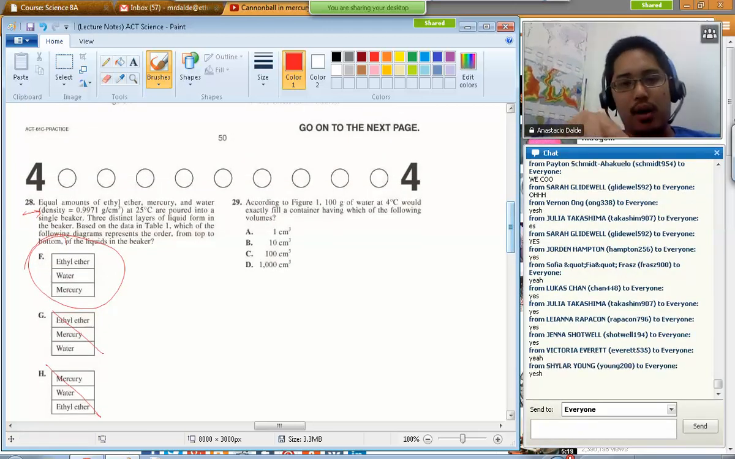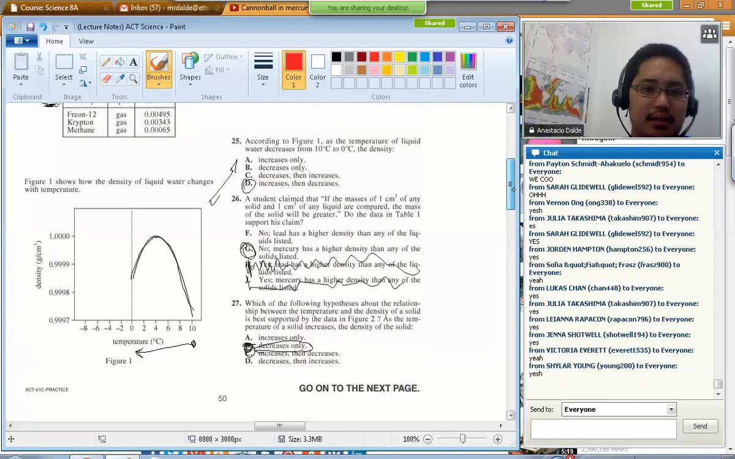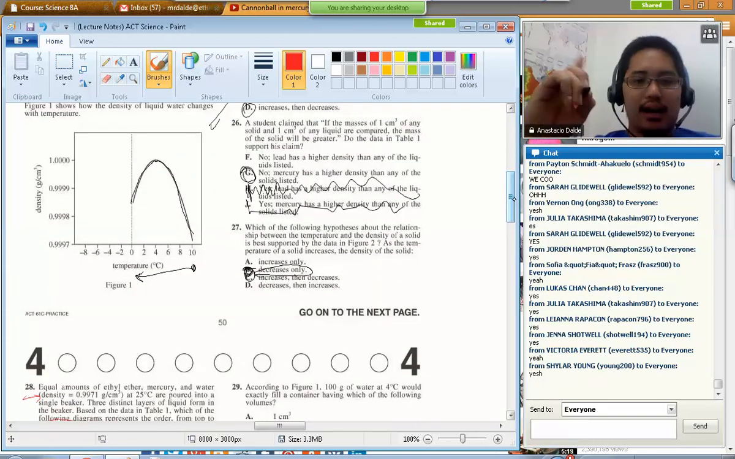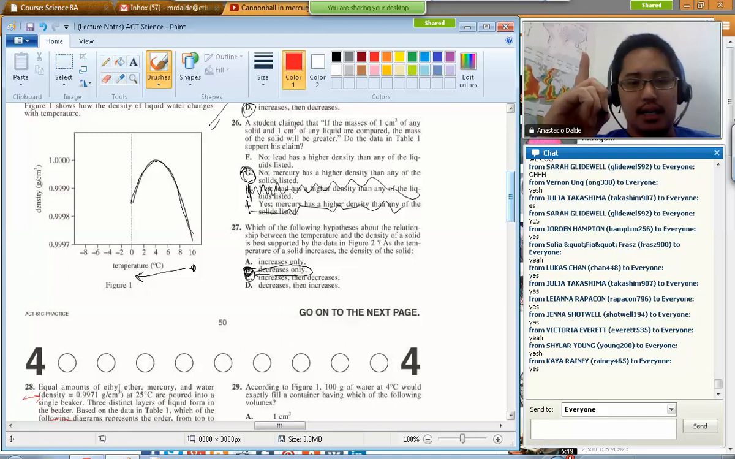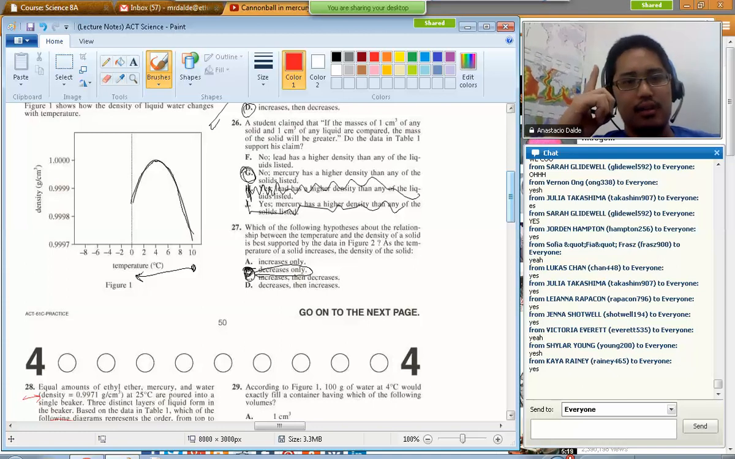Next one, 29. According to figure 1, let's look at figure 1. There it is. 100 grams of water at 4 degrees Celsius would exactly fill the container having which of the following volumes? Okay, so the question is how much volume is these figures going to have?